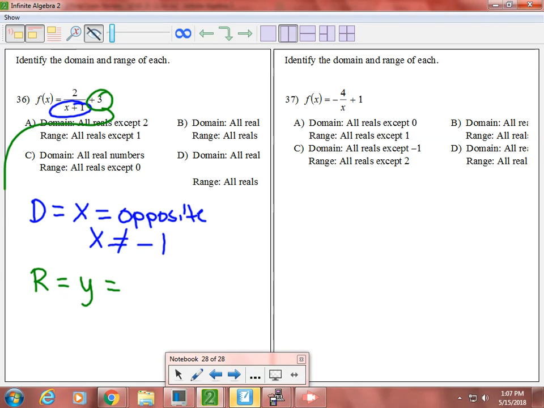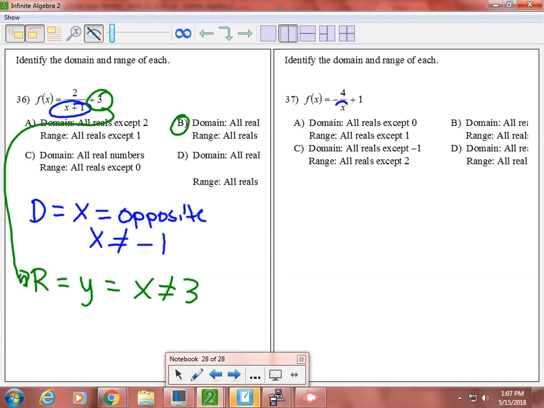So this is my range. On this one, it's the same, so x can't equal 3 for that. So your answer for that one should be letter B. It can't be -1 and it can't be +3.